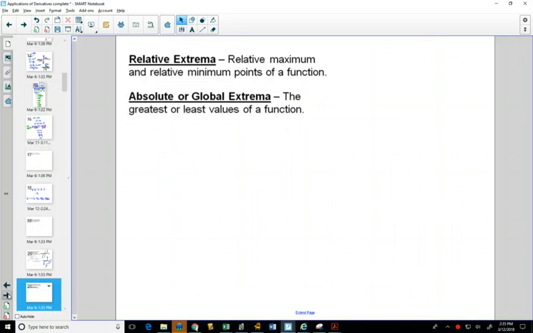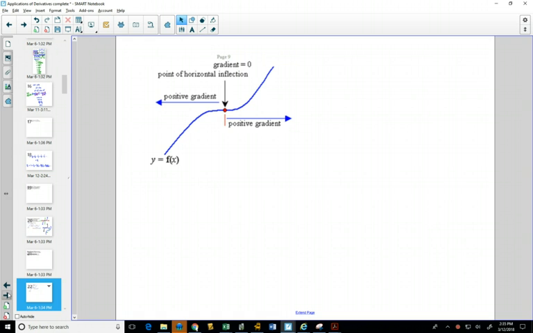We have relative extremes, or local extremes, and absolute extremes. So sometimes we'll talk about a local minimum or a local maximum, and sometimes we'll talk about absolute maximums or absolute minimums. There is another picture of our stationary point of inflection.